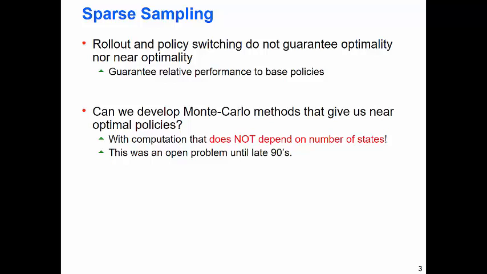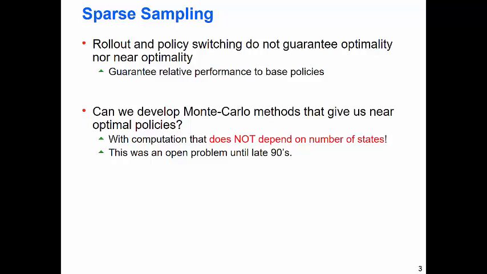The thing about rollout and policy switching is that even if you run them infinitely long, even if you give them infinite runtime, they're not going to converge to an optimal policy, right? Policy rollout, if you run it infinitely long, so you get perfect estimates of all the Q values, the best you're going to do is exactly replicate the one-step policy iteration improvement. That's the best you can do. That's what it converges to.